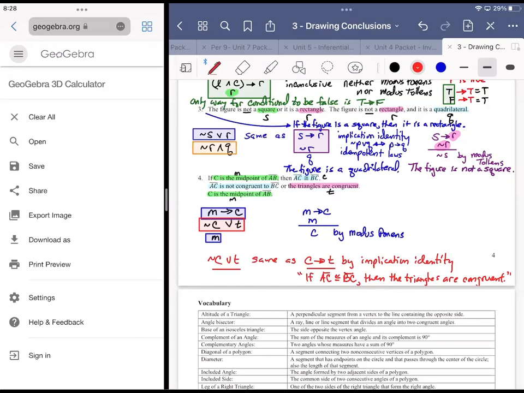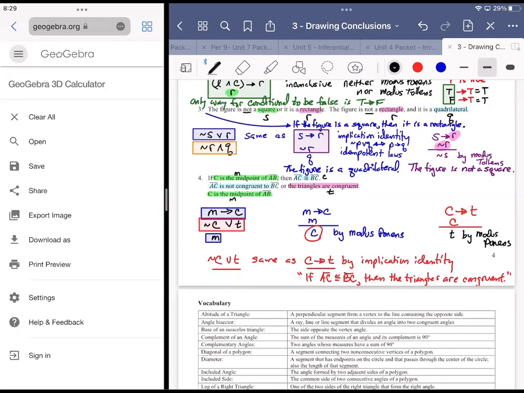All right, that's what this new sentence reads as. That's logically equivalent to the original one. AC is not congruent to BC, or the triangles are congruent. It means the same thing, all right? But the benefit of writing it this way is that I have this piece of information now, C implies T, that I could use in conjunction with the C here, and using modus ponens, draw a conclusion, and that would be T, again, by modus ponens, and now I know some things.